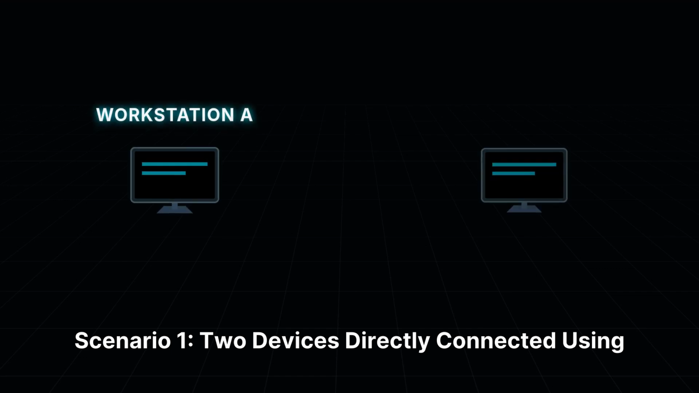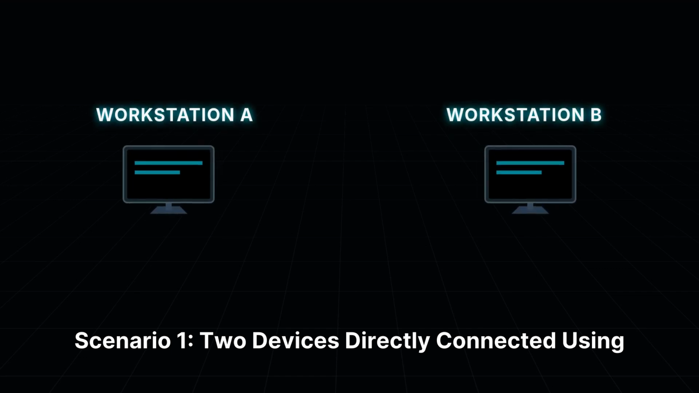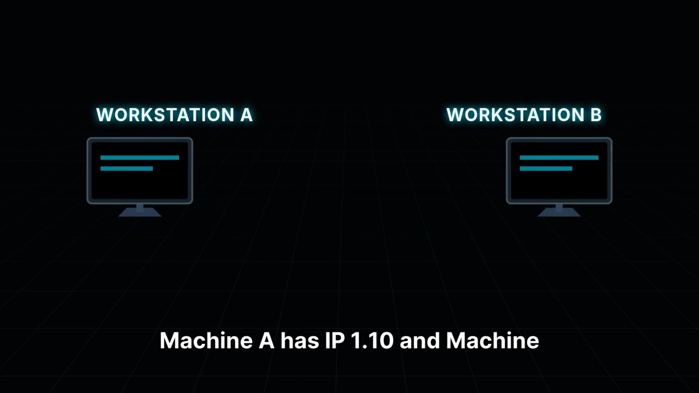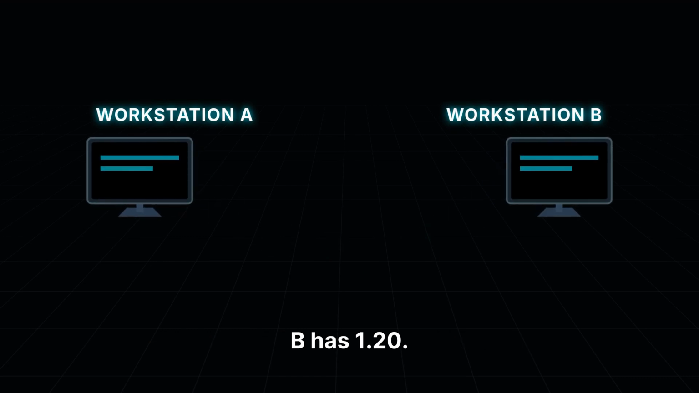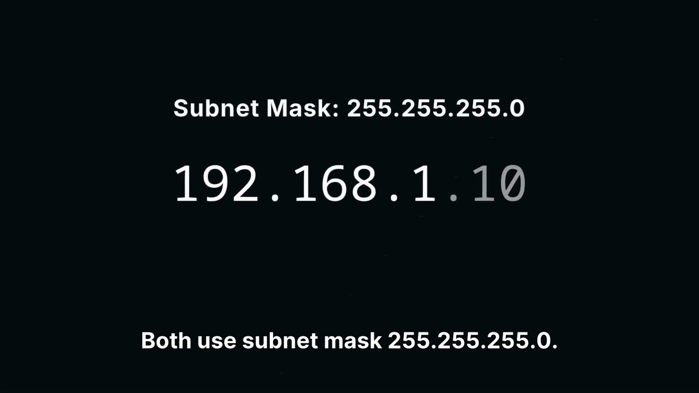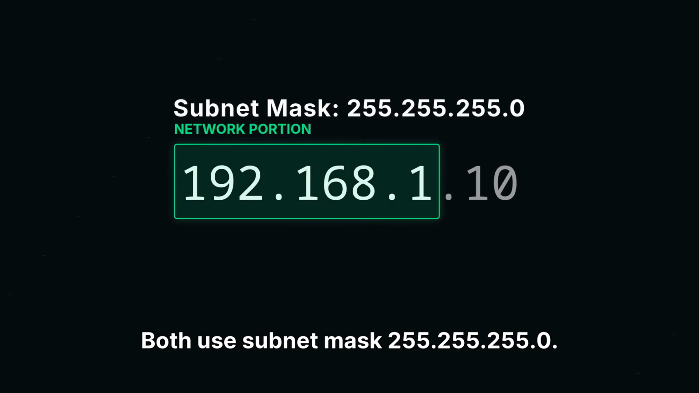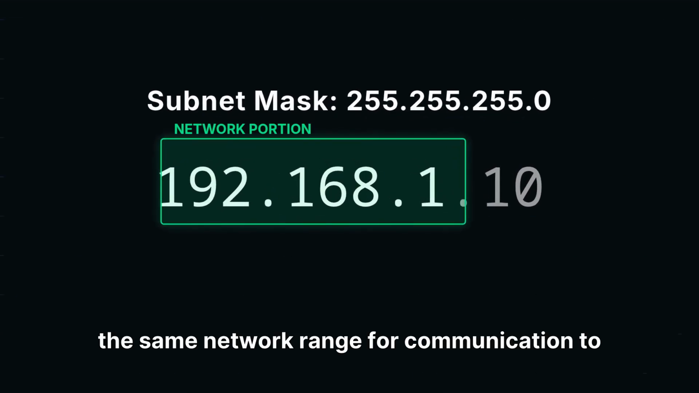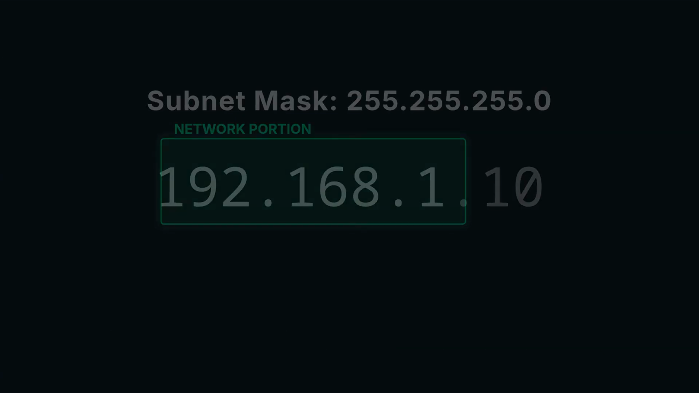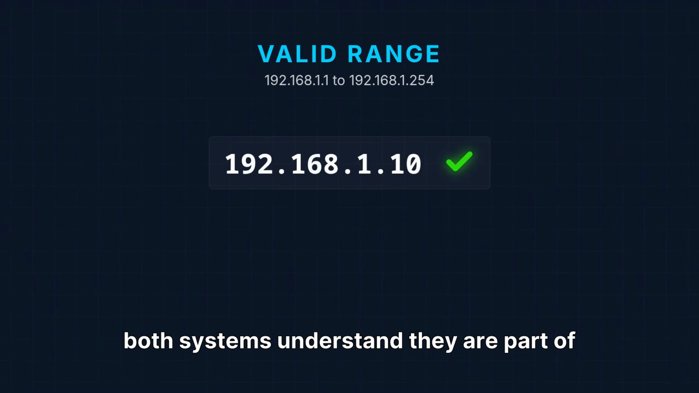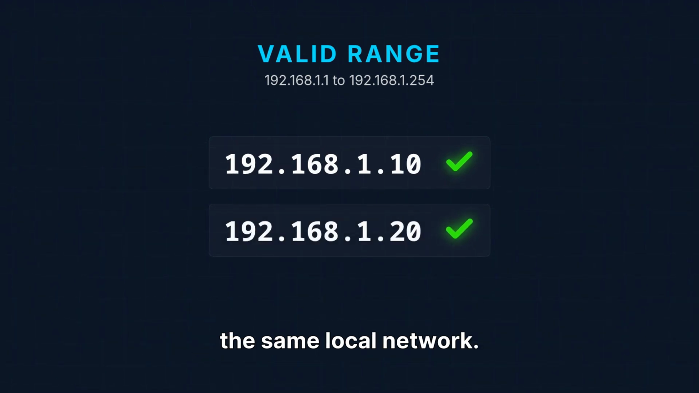Scenario 1. Two devices directly connected using an Ethernet cable. Machine A has IP 1.10 and machine B has 1.20. Both use subnet mask 255.255.255.0. If connected directly, both must belong to the same network range for communication to happen. Since both IPs fall within this range, both systems understand they are part of the same local network.